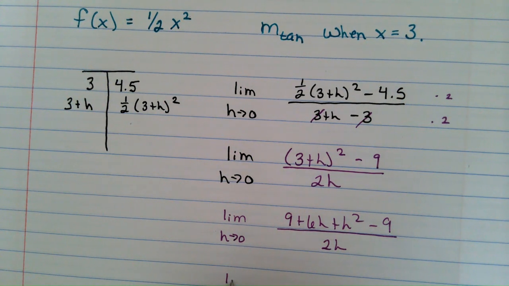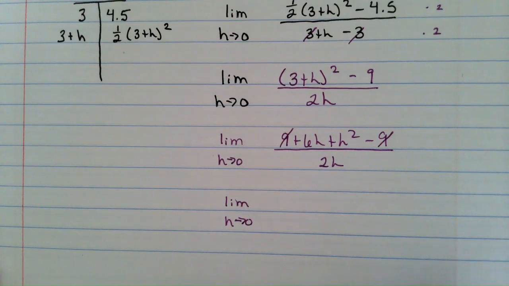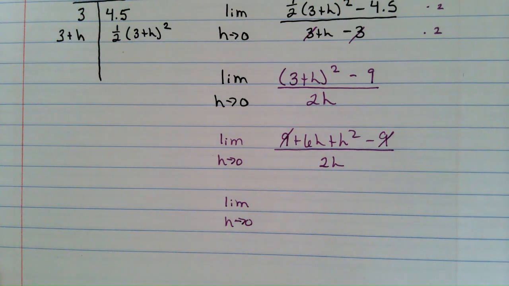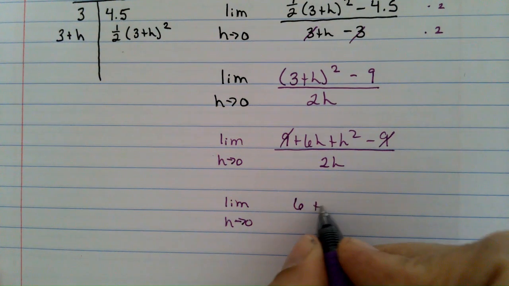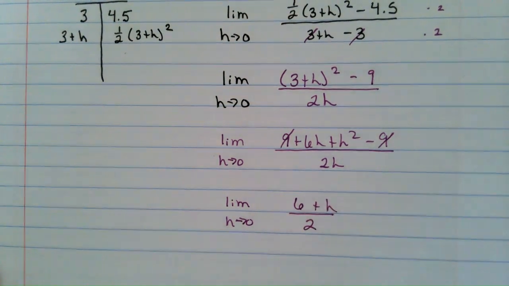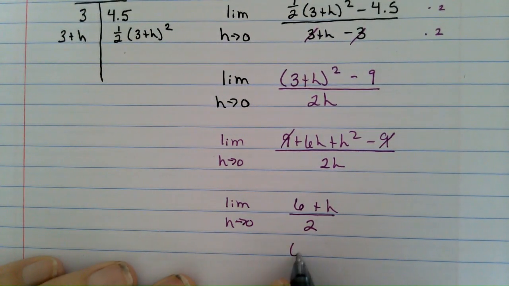And then we'd have the limit as h approaches 0, the 9s would cancel out. And I would have 6h plus h squared divided by h. They all have an h in it, so I'll factor out an h, which should leave us 6 plus h divided by 2. Now I can finally substitute 0 in, and I get 6 divided by 2, which is 3.